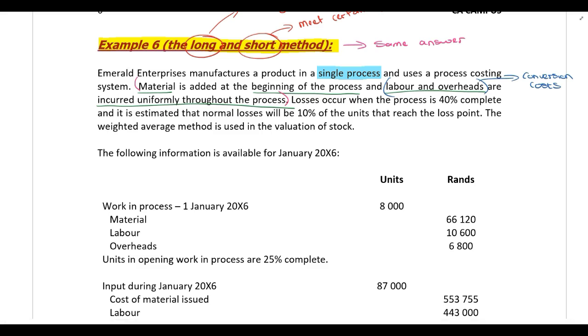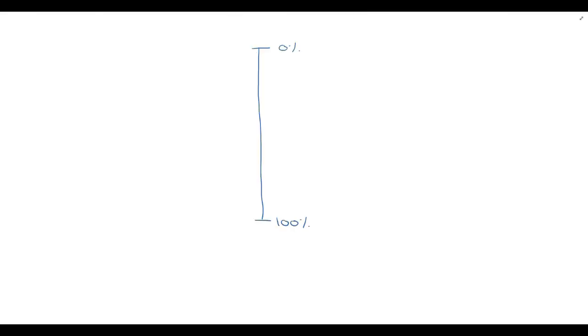Then we have losses. Losses occur when the process is 40% complete. Normal losses are going to be 10% of the units that reach the loss point. So if we add this to our diagram, losses happen when the process is 40% complete. So as soon as my units get to 40% complete, I have a loss. And the normal loss is 10% of the units that go through that loss point.